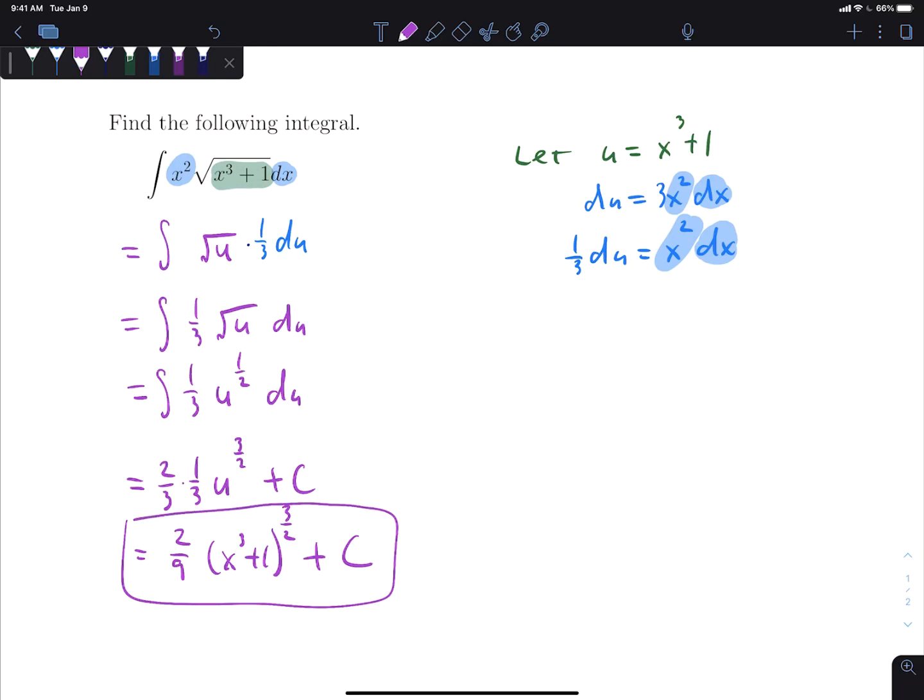And there you go. This is the integral of x squared times square root of x cubed plus 1 dx. Now you can actually always check this by going ahead and doing the derivative. So bring the 3/2 down in front, and then subtract 1 from the exponent, and then multiply all this by the derivative of the inside, and you will wind up with the original.